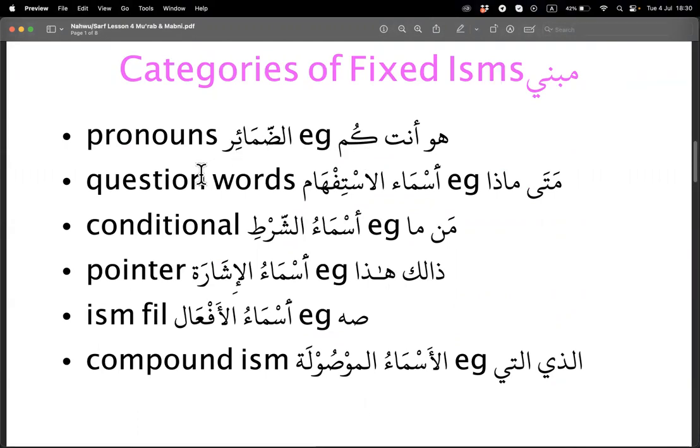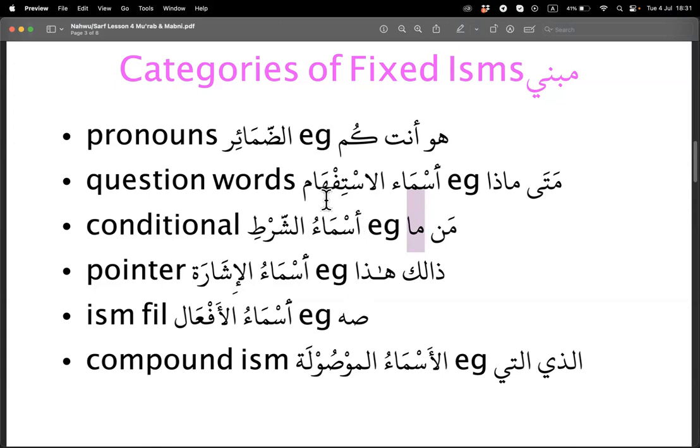Question words are also mabni. So mada, mata. Mada is what, mata is when. These are question words, and they are also mabni. Conditional words, so this is asma'ul shart. If something happened, then something happened. Or whoever does this, he will get this. Like man, ma. We also have question words man, ma. Man means whoever, ma means whatever in this case. But if it's a question word, man means just who. Man huwa, who is he? Ma can be just what. Mas muka, what's your name, for example. So man and ma can be in a lot of things.